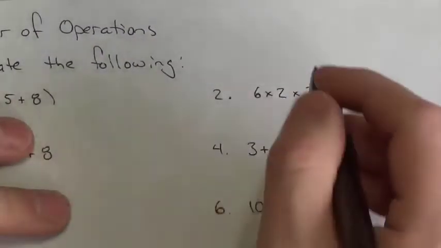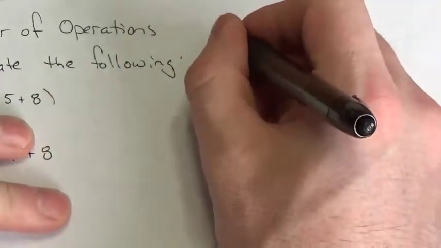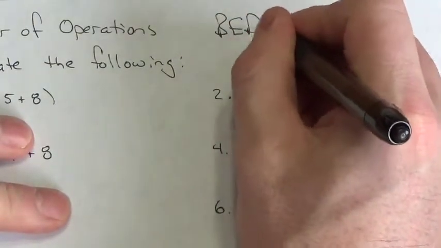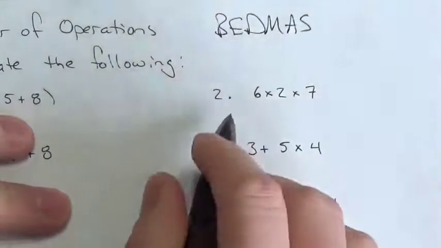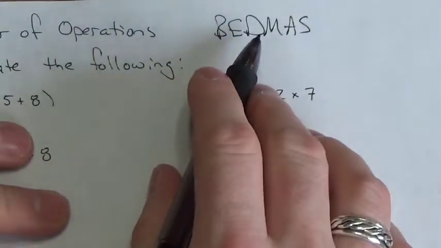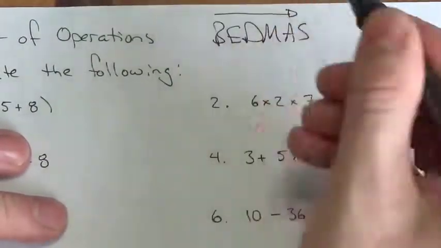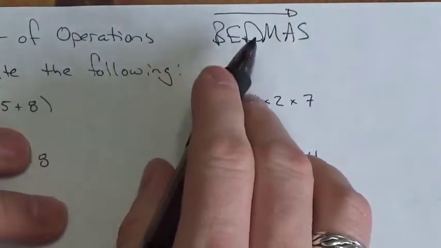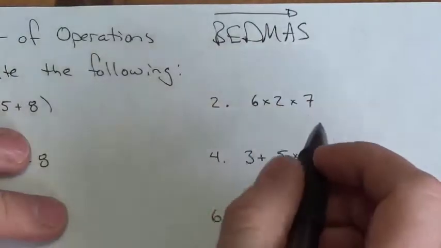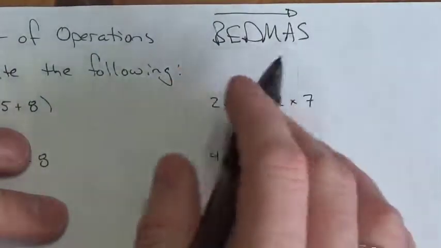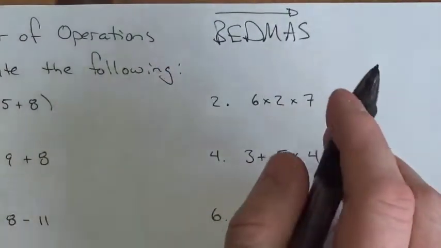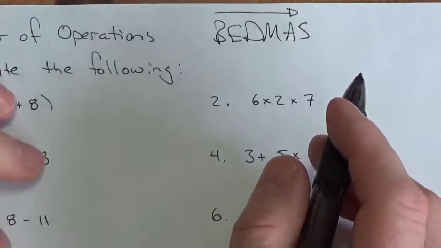Now, when we teach it here, we call it BEDMAS. Brackets, exponents, division, multiplication, addition, subtraction, and we go through it this way. So we start with brackets and exponents, division, multiplication, addition, subtraction. Now I know some people call it PEDMAS or whatever, parentheses, exponents. That's fine, we're just calling it different things here.